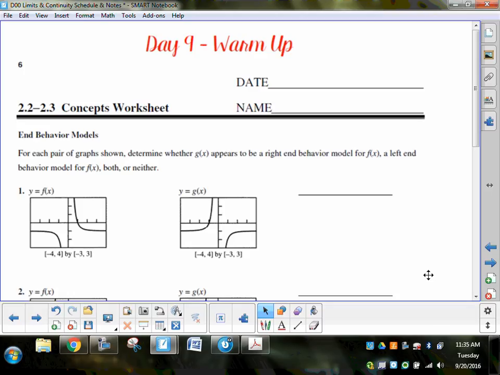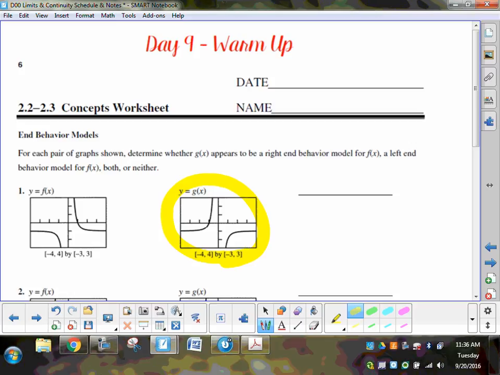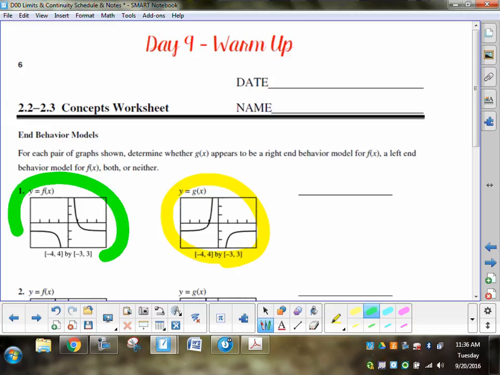and how it's answered. The subsequent questions should be easier. For each pair of graphs shown, determine whether g of x appears to be a right-hand behavior model for f of x, a left-hand one, or neither. So when we're talking about the models, what we're saying is, does the g of x do the same thing going to the left, negative infinity, or right, positive infinity, as the original f of x?